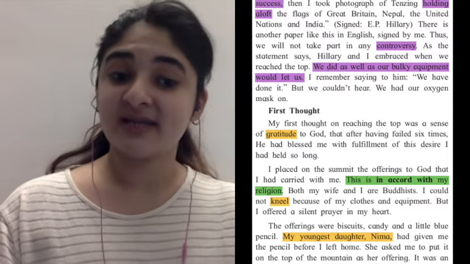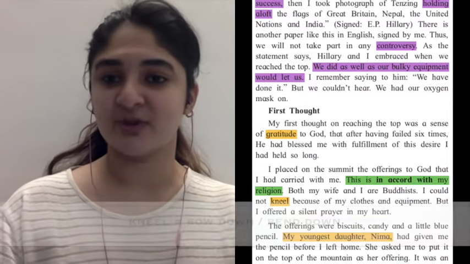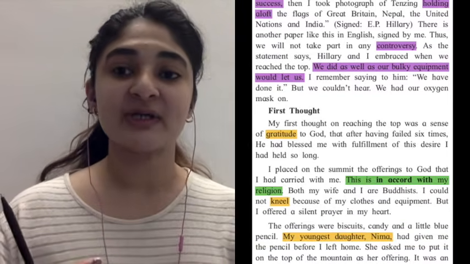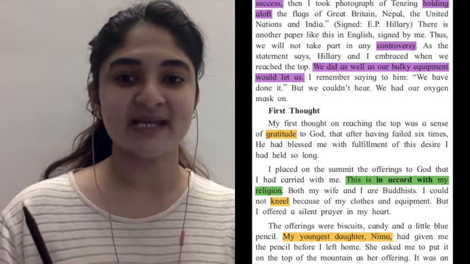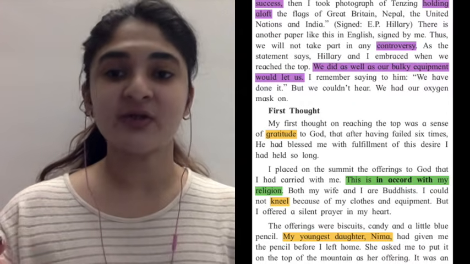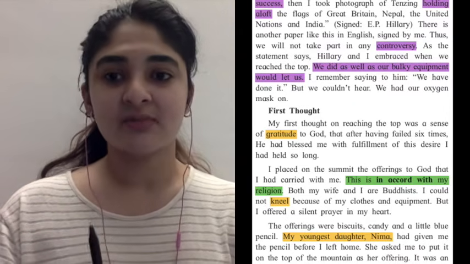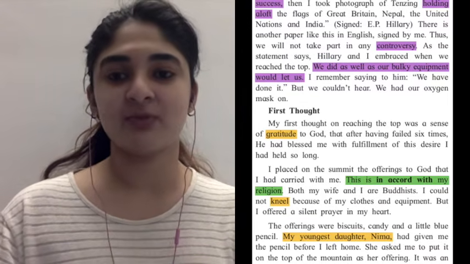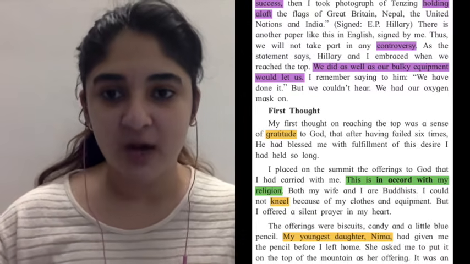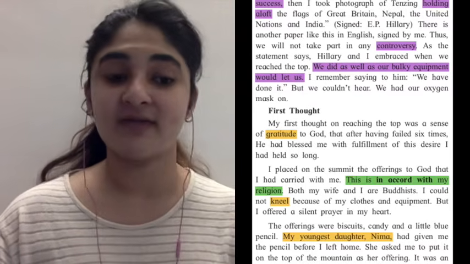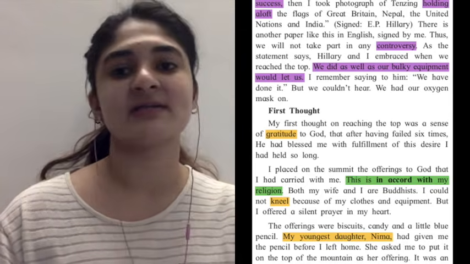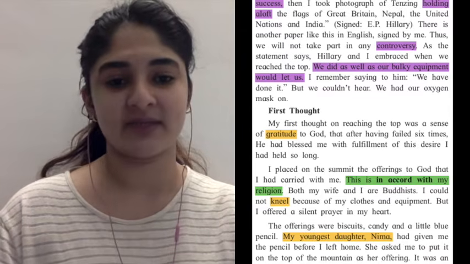Author is again saying that I could not kneel because of my clothes and equipment. Kneel means bow down. Earlier we saw that because of the bulky equipment, Tenzing and Hilary could not embrace properly, and again there is a second reference to the same equipment: he could not kneel, he could not bow down properly because of the heavy equipment. But the author offered a silent prayer in his heart. He prayed silently in his mind.